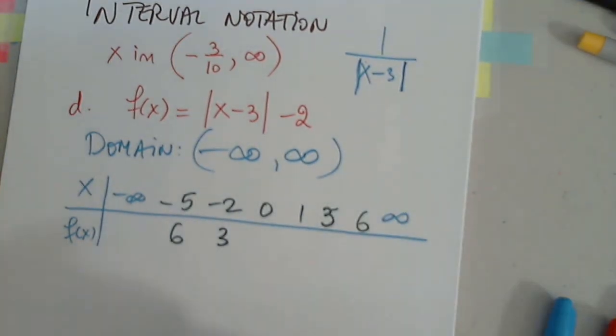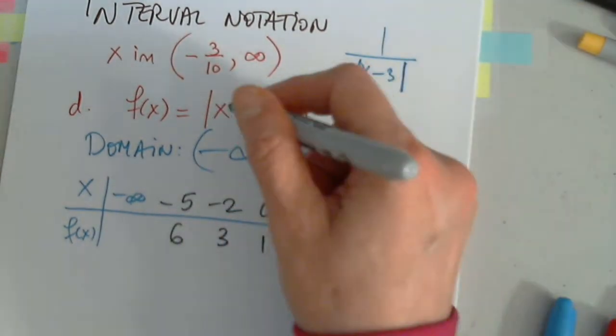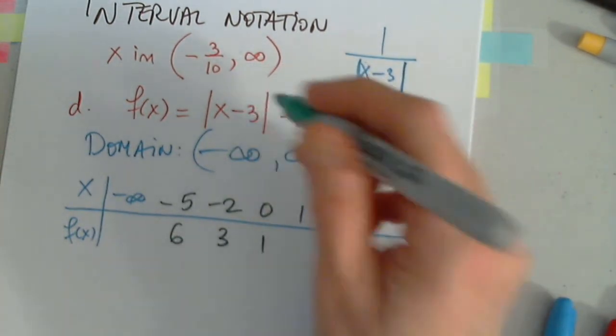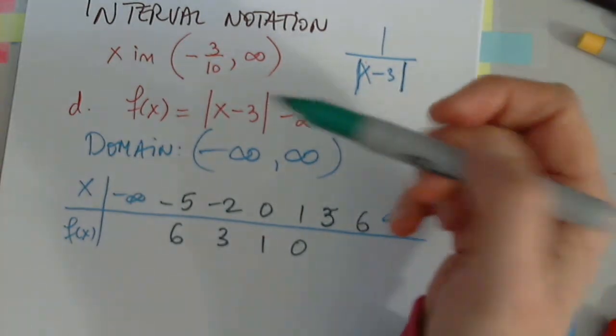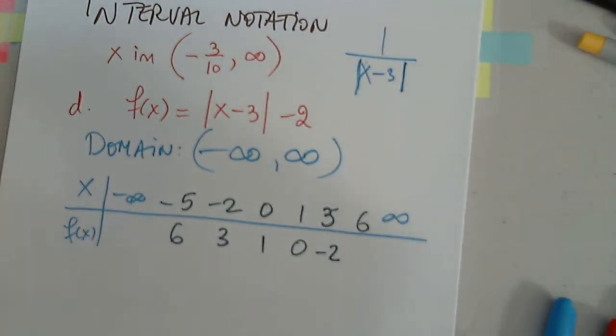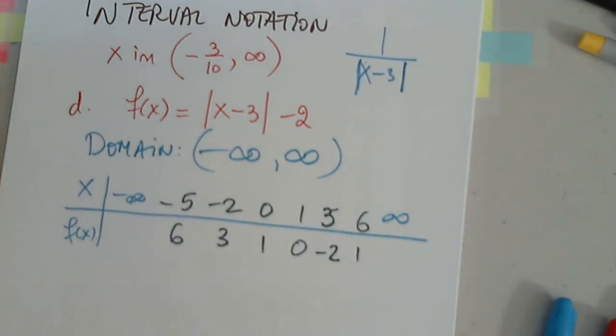Very good. 0, obviously you got the picture, so it's 3 minus 2. With 1, I have -2, in absolute value is 2. 2 minus 2 will be 0. With 3, I have 0 minus 2, -2, and 6 minus 3, 3 minus 2, which is 1. We're ready to graph.